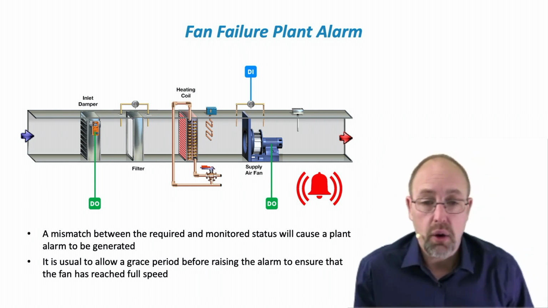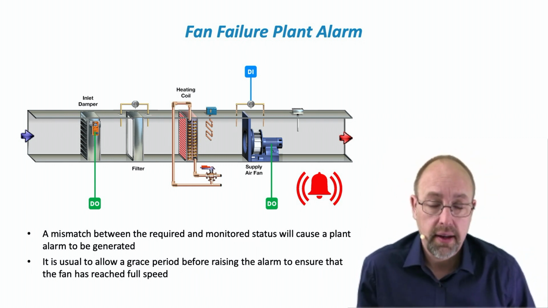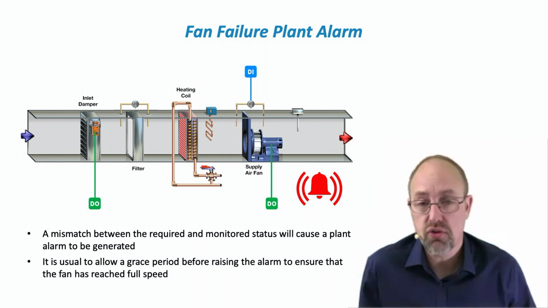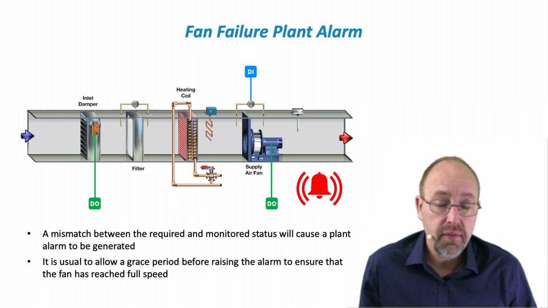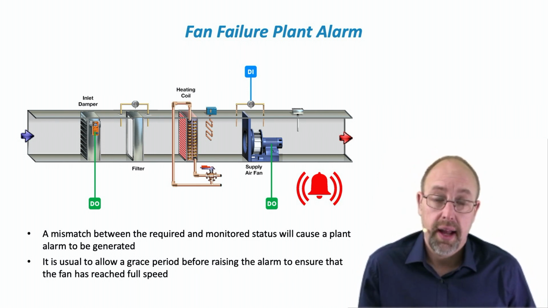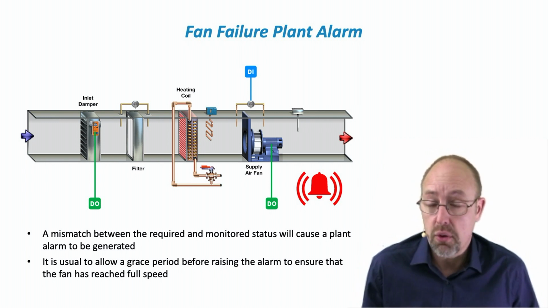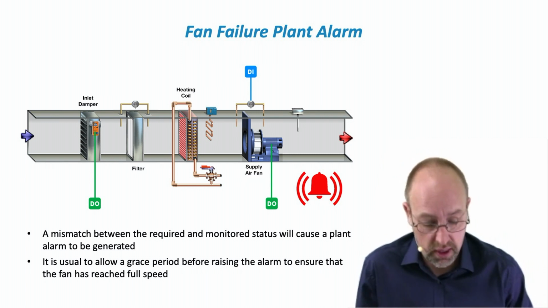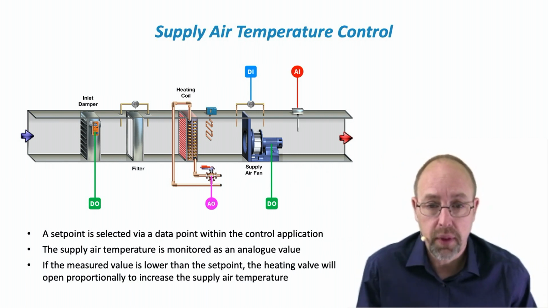If we know that we've started the fan and we don't have a fan operating, then we could raise an alarm. And typically what you'd do, you'd introduce a grace period for this, so you give the fan a chance to start. If we've started the fan and after 15 seconds we don't have any airflow, then we can raise a plant alarm. So we would use the BeMS to do that.